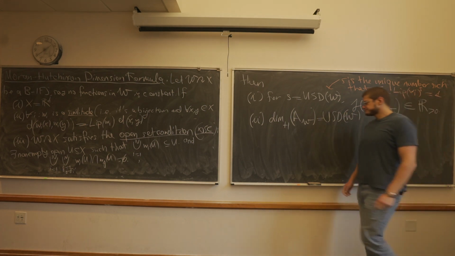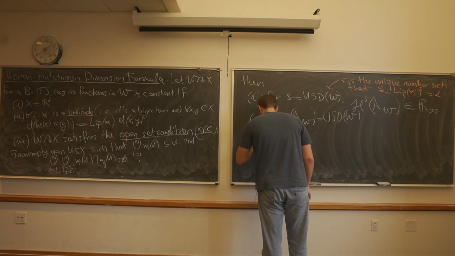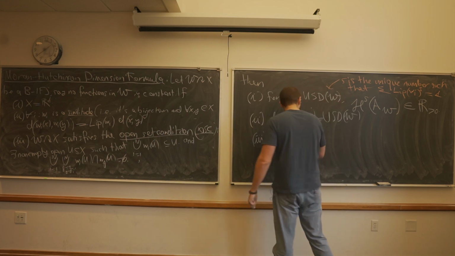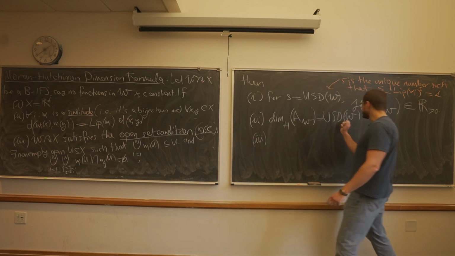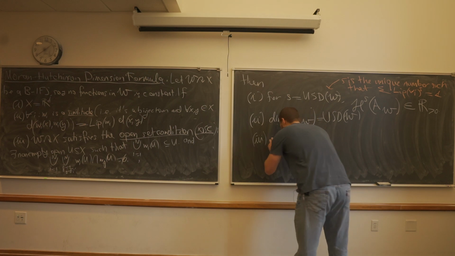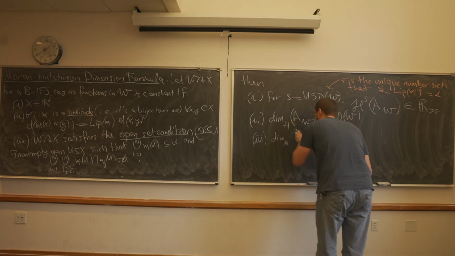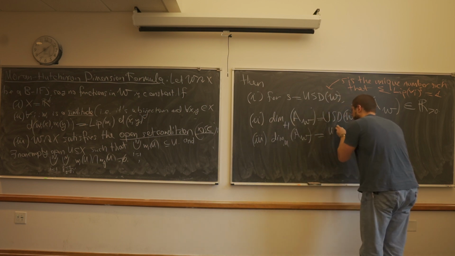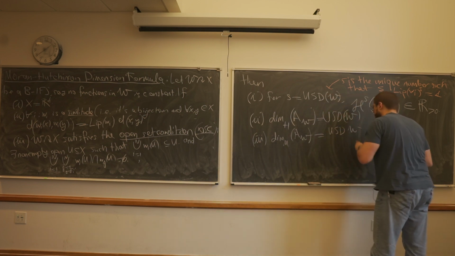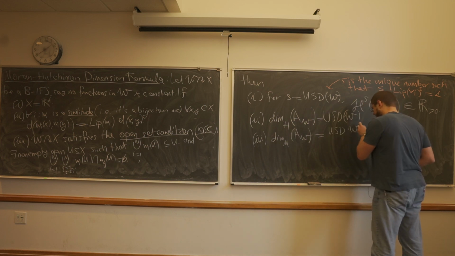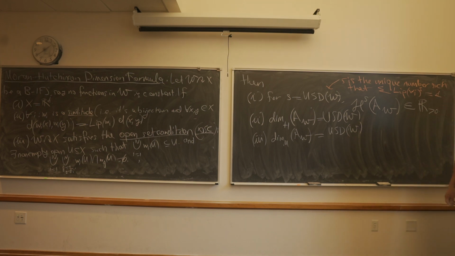And third, the Minkowski dimension of the attractor too is the same number. Okay, so this is the Moran-Hutchinson formula.